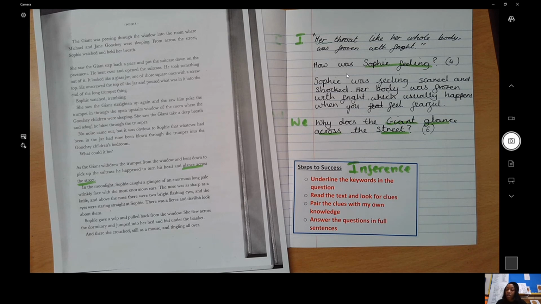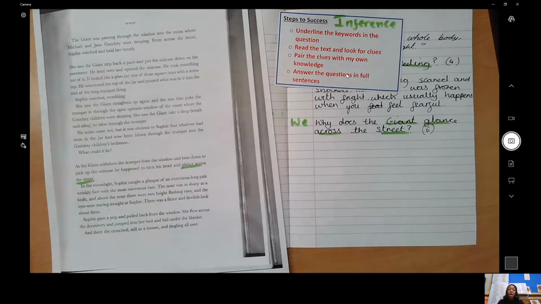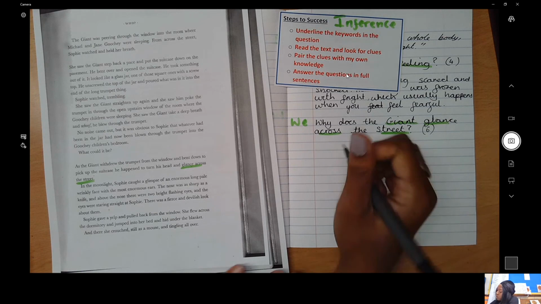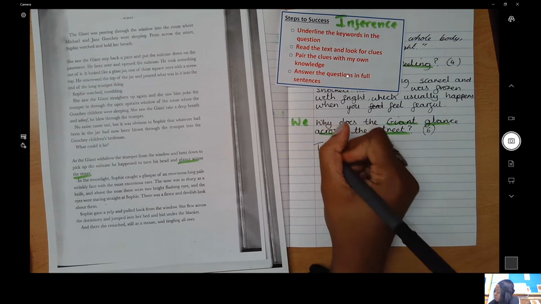Fantastic. I agree. I think the giant is glancing across the street to make sure that there is no one there. Okay, so now I've paired the clues with my own knowledge. I'm going to answer this question in a full sentence. So my question says, why does the giant glance across the street? Who am I talking about? The giant.